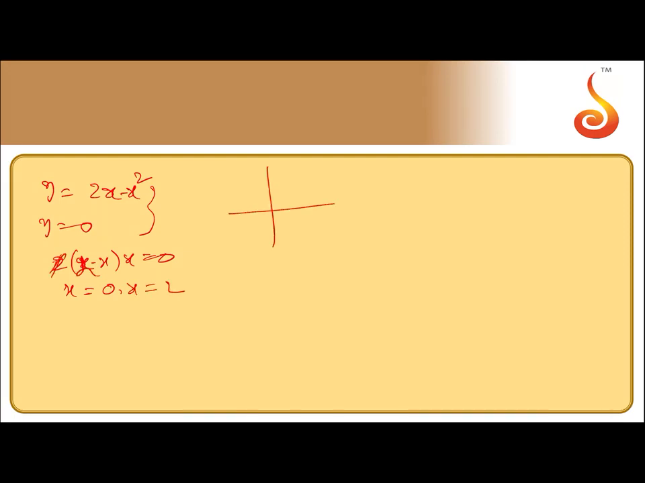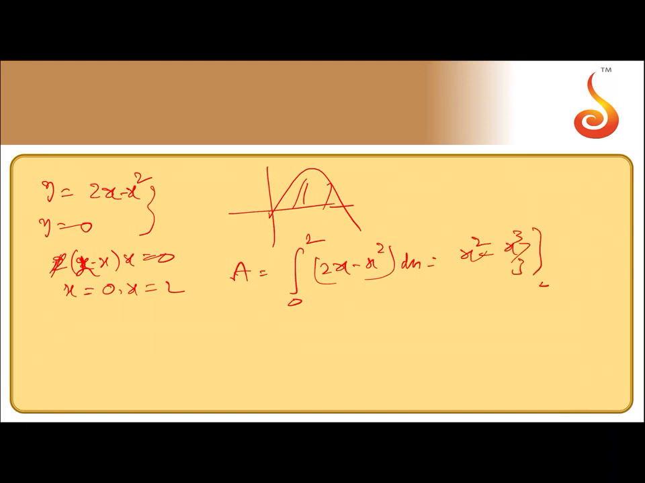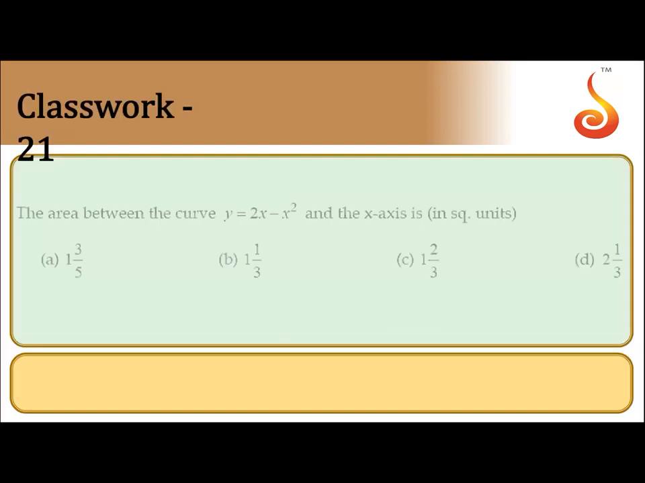Therefore, the parabola looks like this. So the area is given by the integral 0 to 2, 2x minus x square dx. And that is x square minus x cube by 3, limits from 0 to 2. So 4 minus 8 by 3. 12 minus 8 is 4 by 3. So the answer is 4 by 3. Yeah, I think it is 1 by 3. It's 4 by 3 answer.